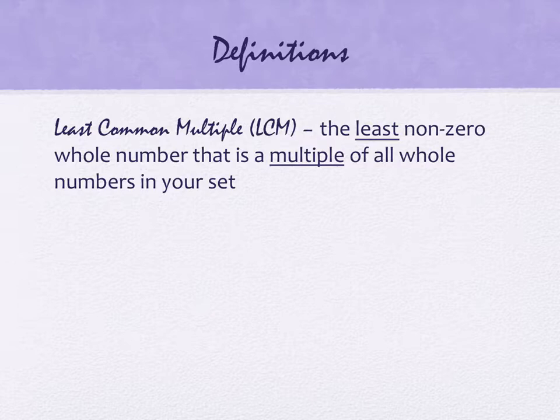The least common multiple is the least non-zero whole number that is a multiple of all whole numbers in your set. When I think of least common multiple, I think of my multiplication tables. So who did multiplication tables in something like 2nd or 3rd grade?